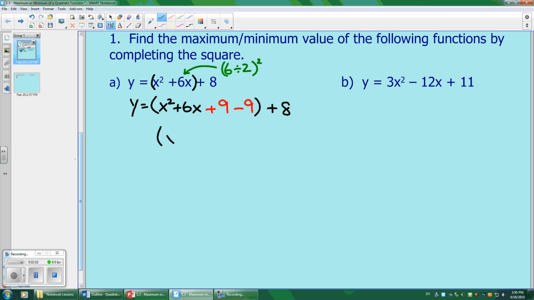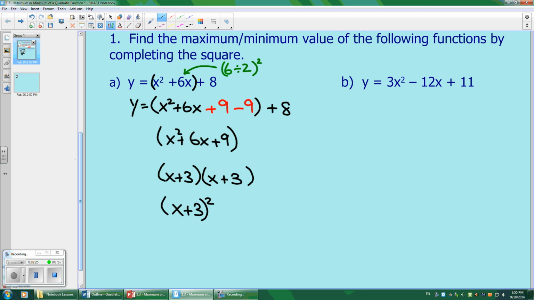Now the reason why I wanted that 9, okay, is because there's my perfect trinomial right there. It's going to be factored into two brackets that are exactly the same. Okay, so that I can write it like this. All right, that was the point of getting the 9 in the first place.